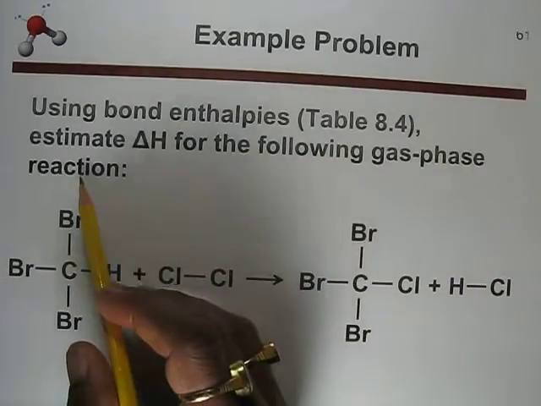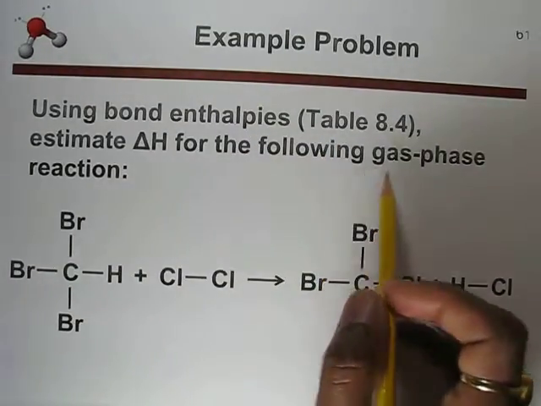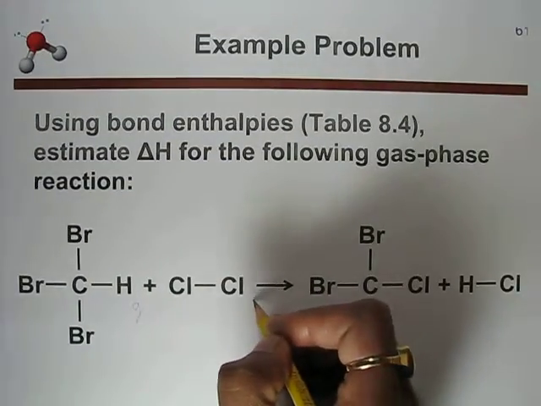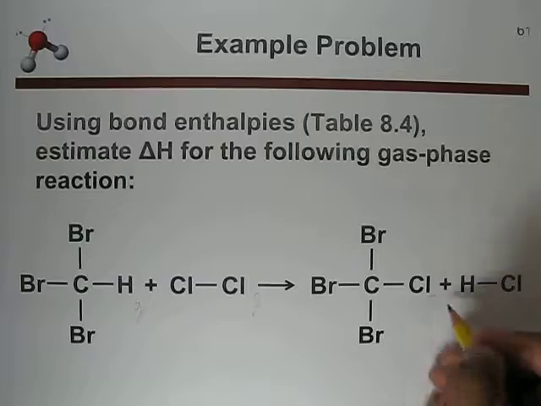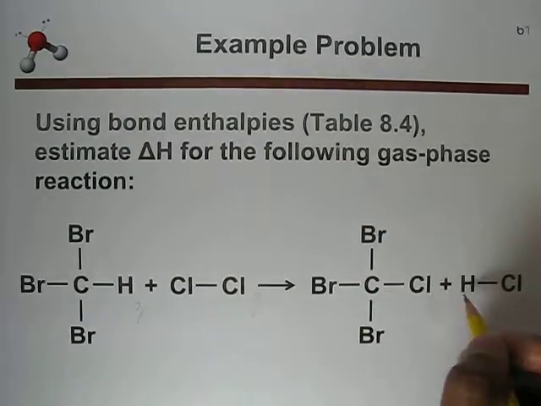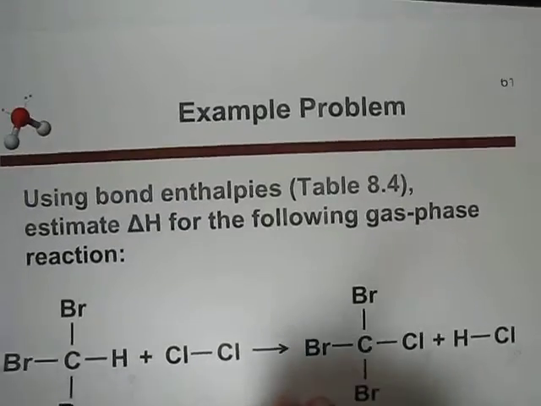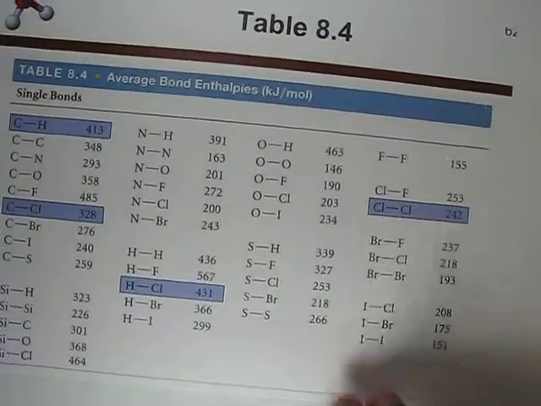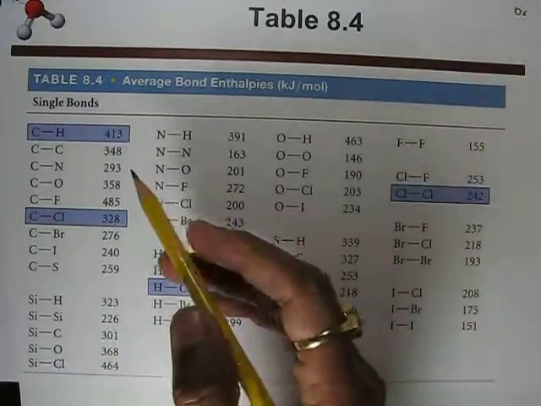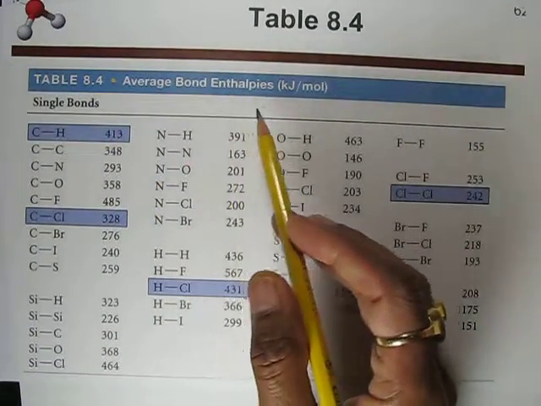Table 8.4: estimate delta H for the following gaseous phase reaction. This reaction occurs in the gaseous phase, where two bonds are broken and two new bonds are forming. So let's see how this enthalpy will work. This is the table for bond formation and bond breaking. Basically, these are average bond enthalpies.